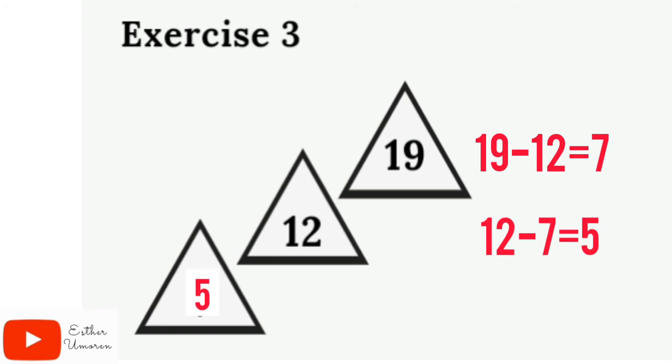All right. So at a glance, we can see that 5 plus 7 gives us 12, and 12 plus 7 gives us 19. So it means 5 is the correct answer. Okay, now to the next question.